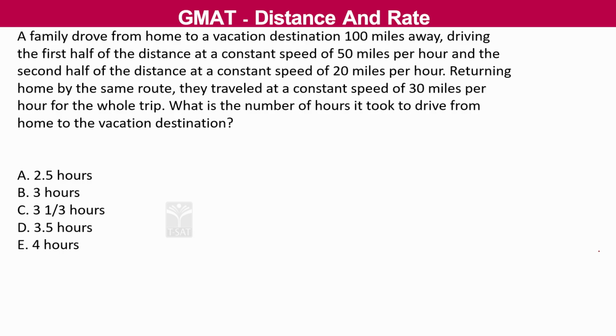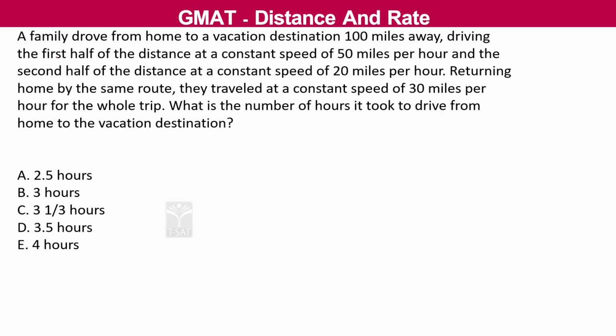A family drove from home to a vacation destination 100 miles away, driving the first half of the distance at a constant speed of 50 miles per hour and the second half of the distance at a constant speed of 20 miles per hour. Returning home by the same route, they travelled at a constant speed of 30 miles per hour for the whole trip. What is the number of hours it took to drive from home to the vacation destination?